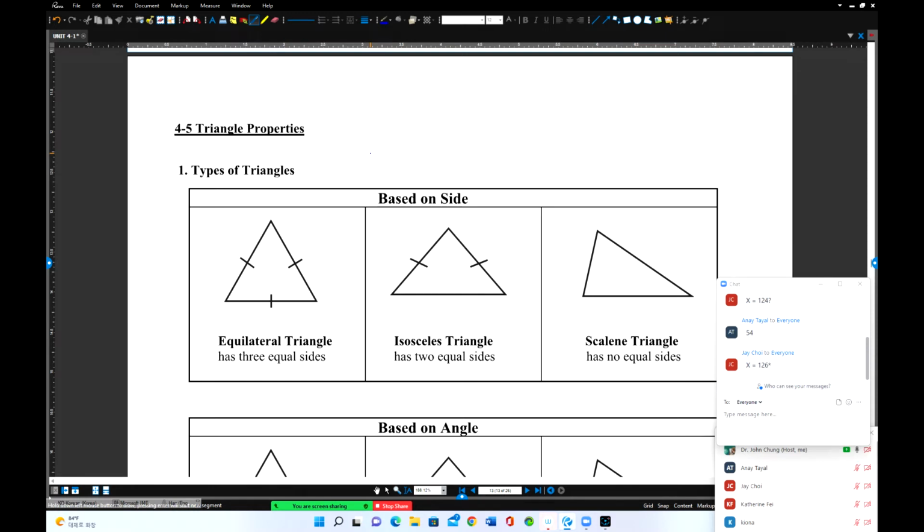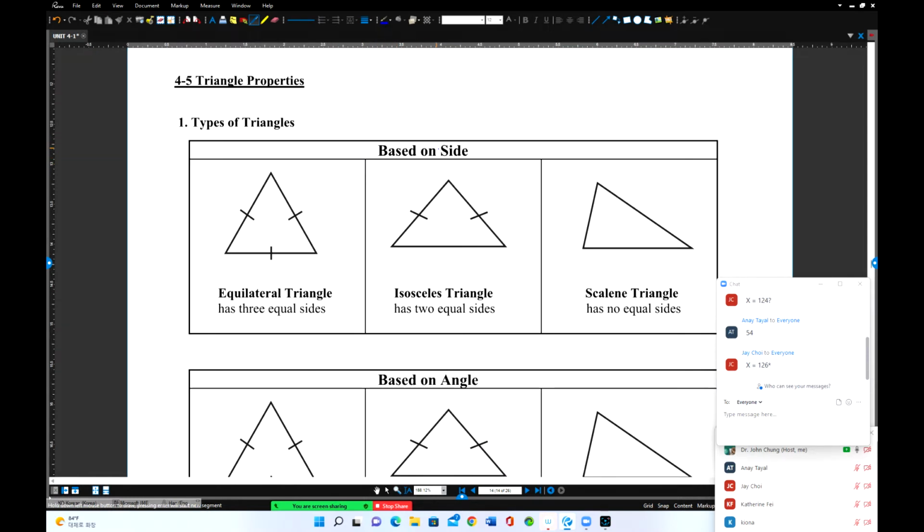Triangle property. Type of a triangle. Every triangle has its own name. First one, based on side. We are talking about only side, not the angles. All sides different. All sides equal, 3 sides equal. 2 sides equal. No side equal. All 3 sides equal is what? Equilateral triangle.